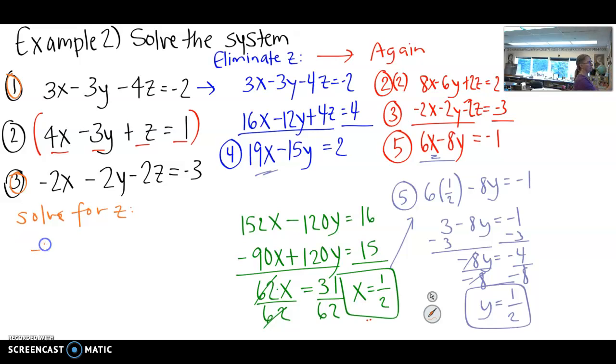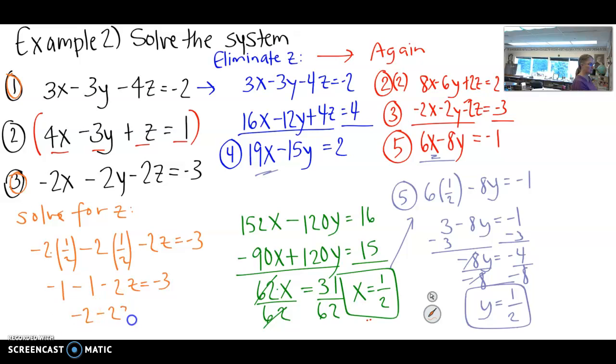So I'm going to go negative 2 times 1/2. Half of negative 2 is going to be negative 1. Minus 2 times 1/2. Again, that's going to be minus 1. Minus 2z equals negative 3. So half of negative 2 is negative 1. Minus 1 again, minus 2z equals negative 3. Negative 1 and negative 1 is negative 2 minus 2z.